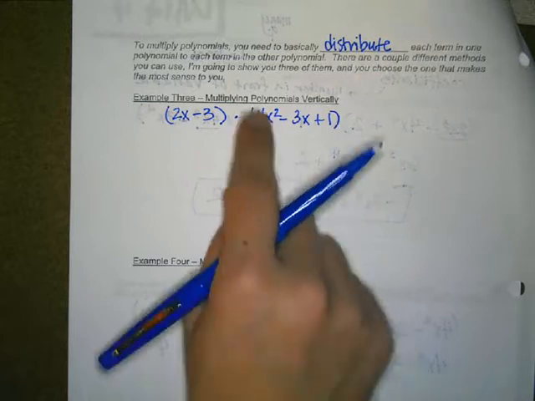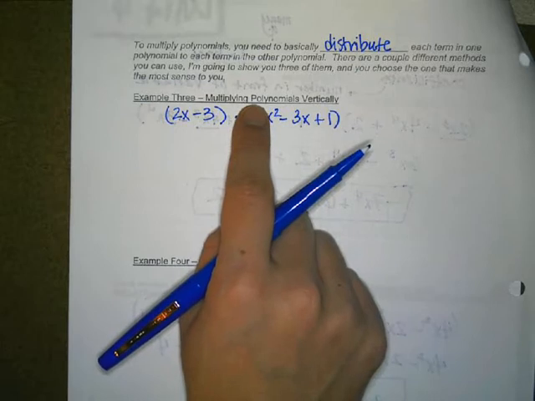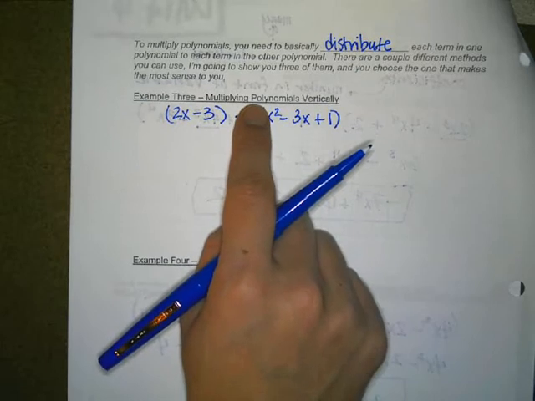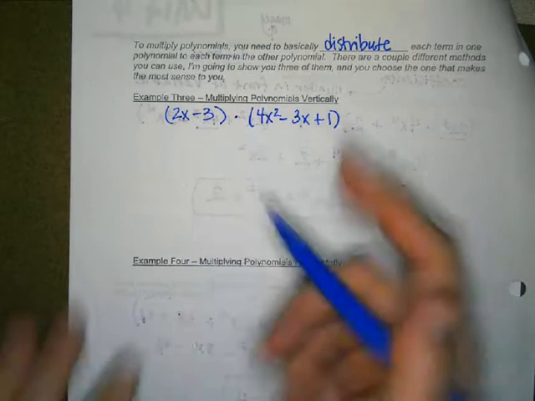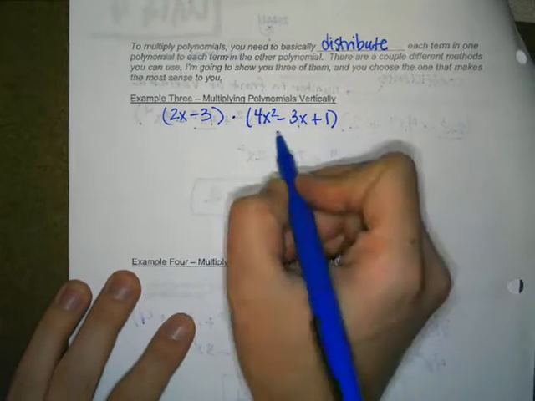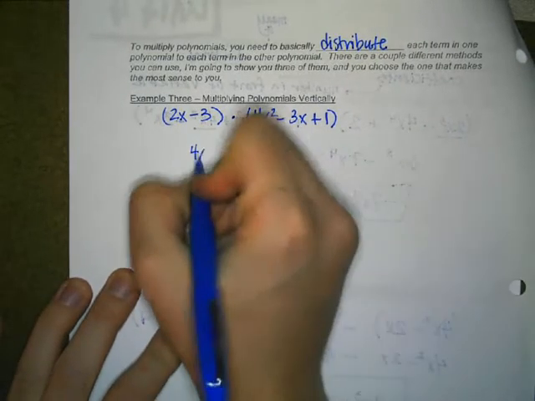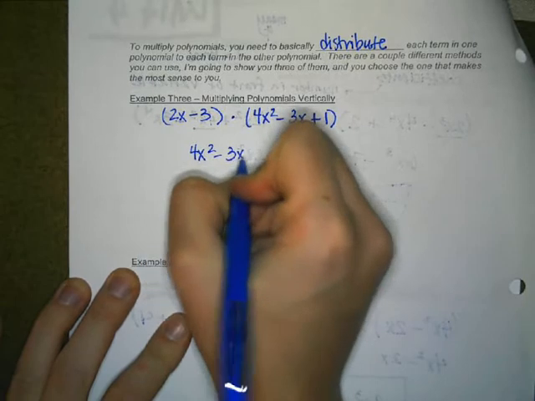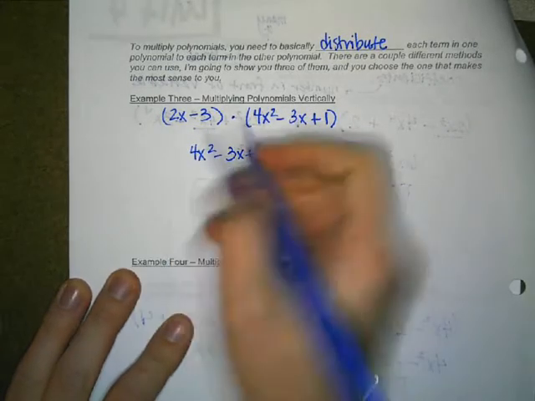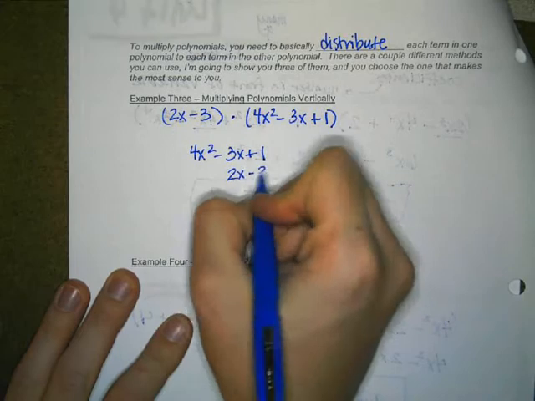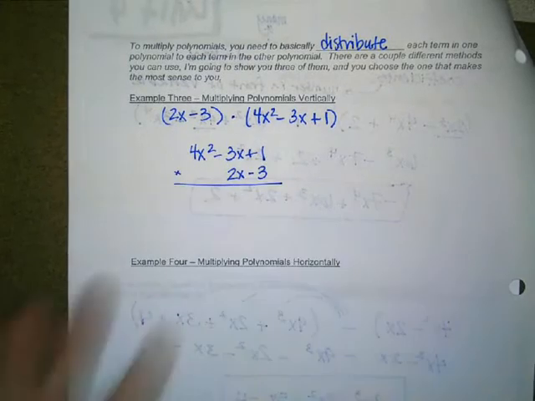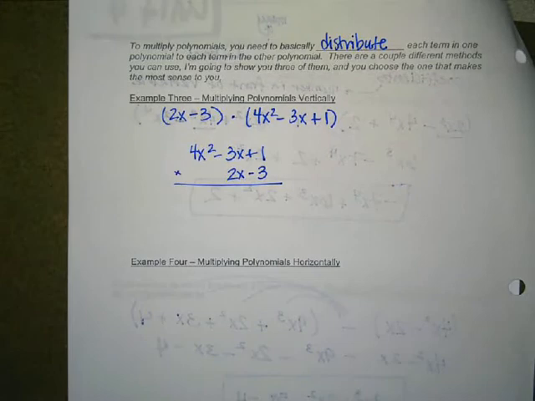Now, this first method that you can use is multiplying them vertically. So we're going to line these up. I usually put the longer polynomial first, so we're going to put 4x squared minus 3x plus 1. And then you list the smaller one underneath. So it makes it look like this type of multiplication problem that you've done before.